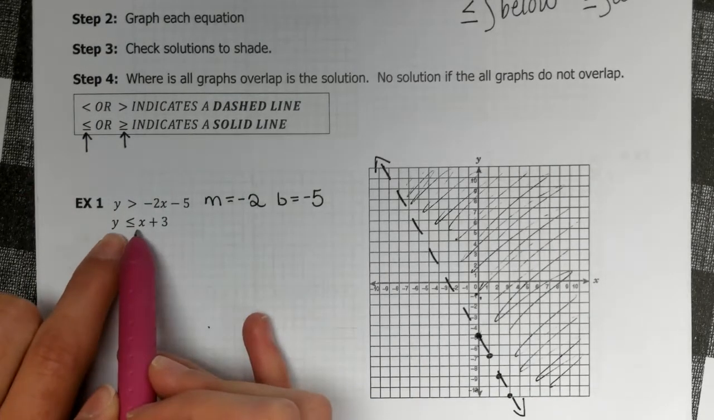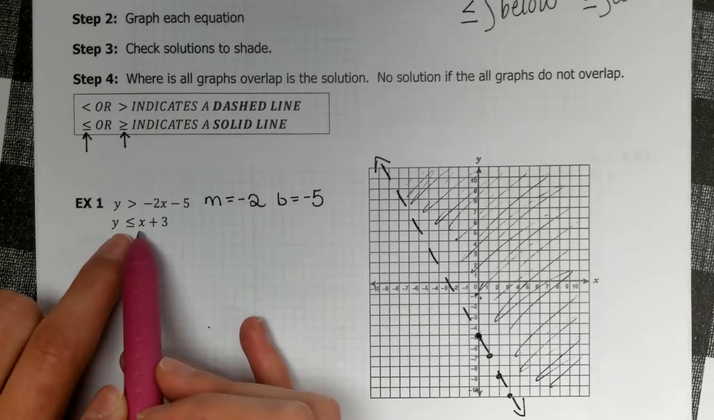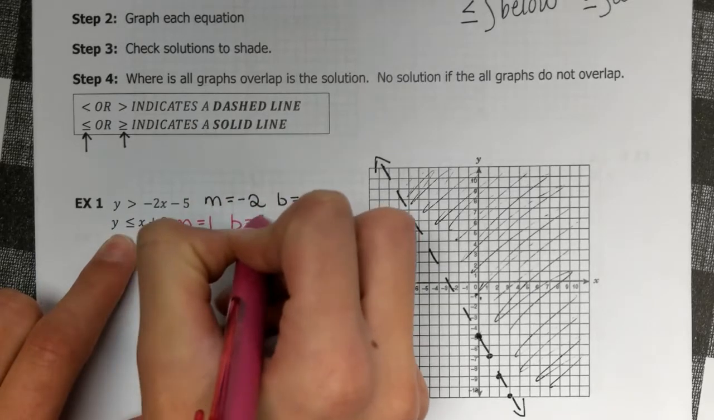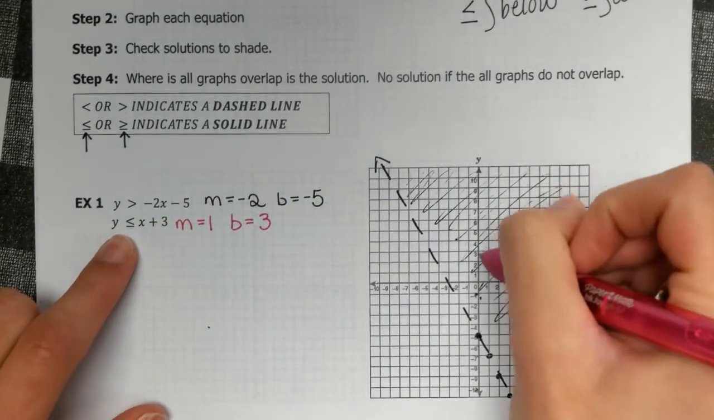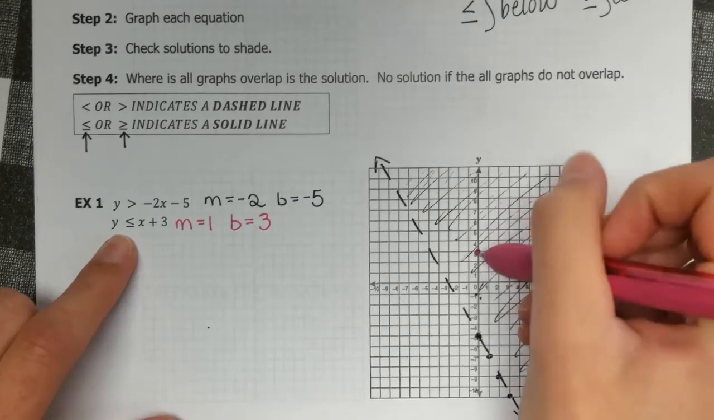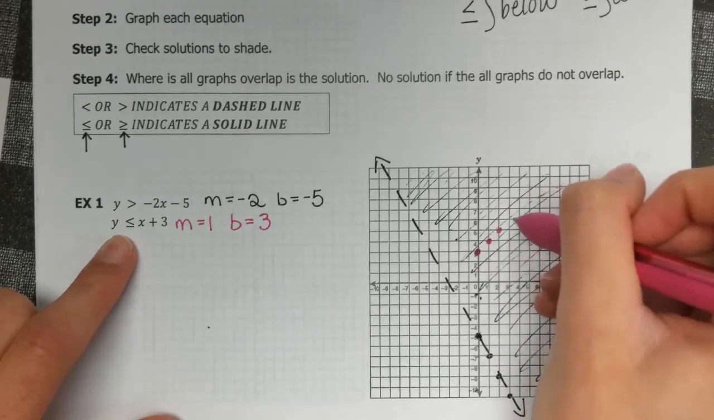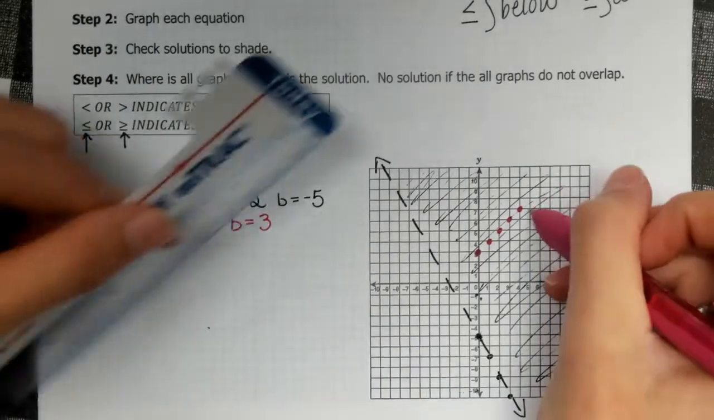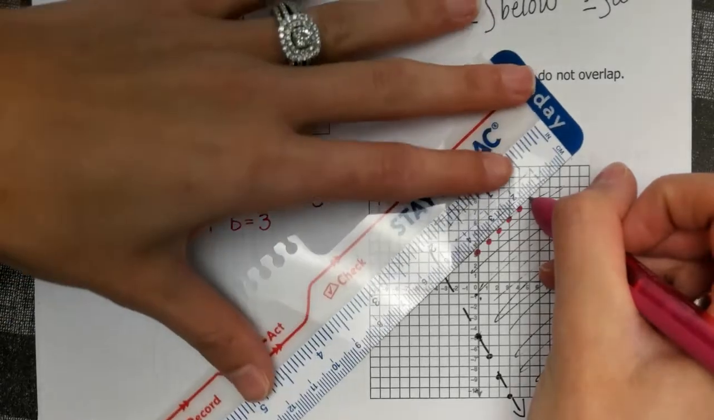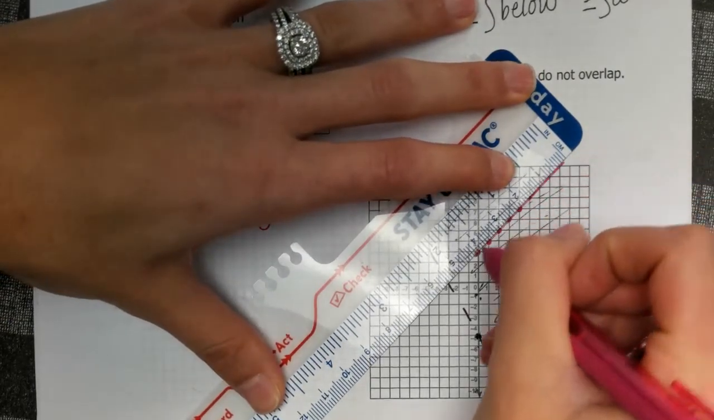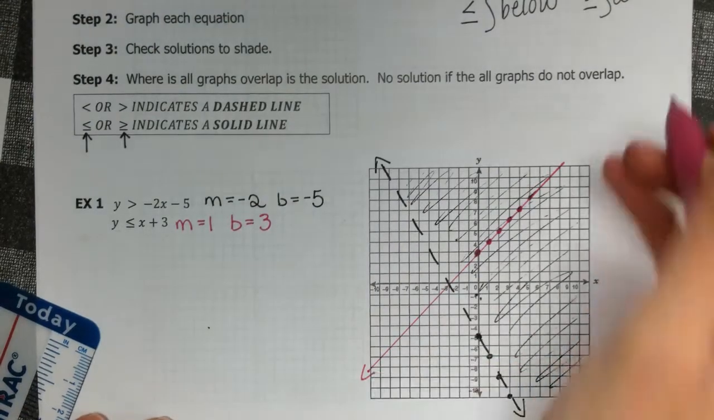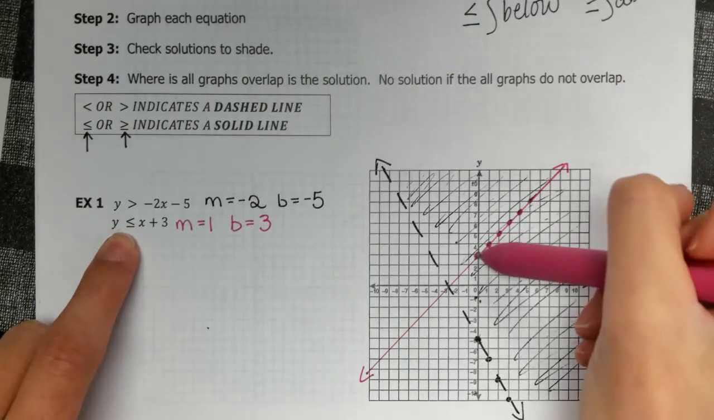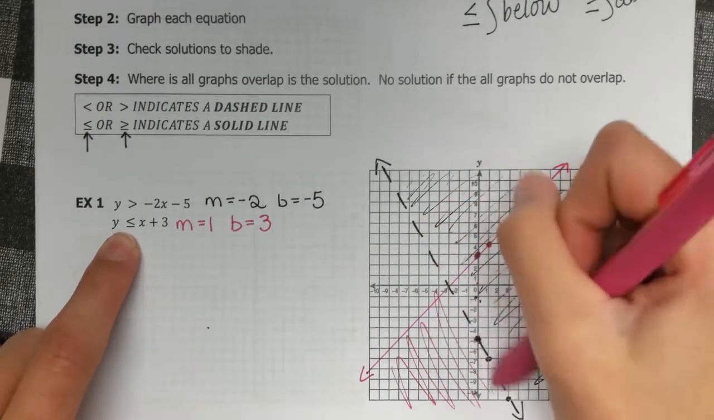Now I do my second inequality in a second color so I can see that. I've got x plus 3, so my slope is 1, my y-intercept is 3. So I plot my 3 on the y-axis and go up 1 over 1. Now it's equal to, so that's going to be a solid line. And my inequality is less than, so I would shade below that line.